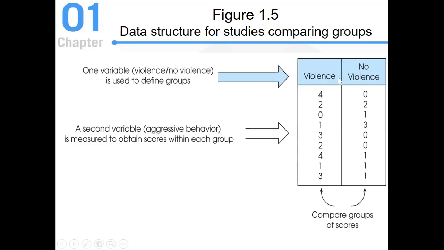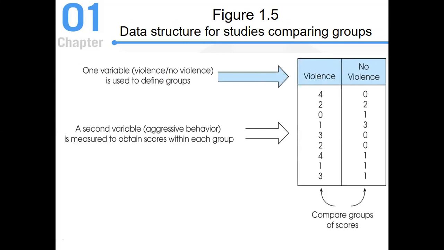Another example here, in one group we have children who have been exposed to a lot of violent TV, and in another group they have no exposure to violence on TV. And then we can measure aggressive behavior in the playground. Okay, and compare the groups of scores. Is there a difference in playground aggression between the violence and no violence groups? Okay, this is a correlational study. It allows us to see whether or not there's a connection between media and TV exposure to violence and actual aggression.